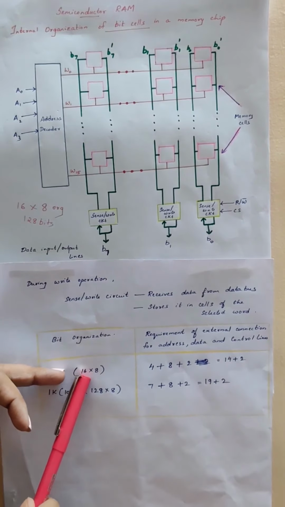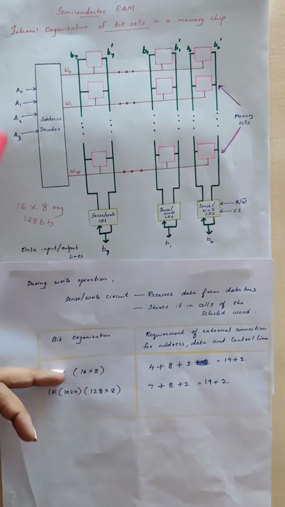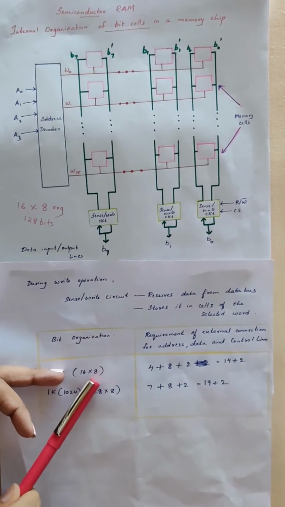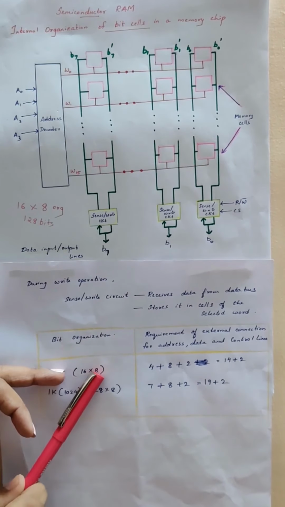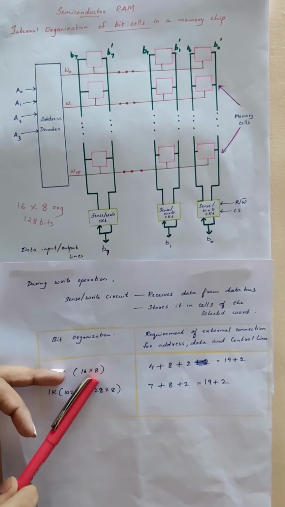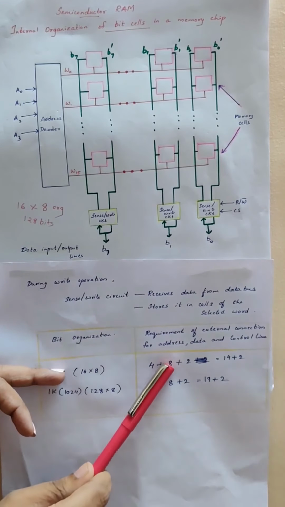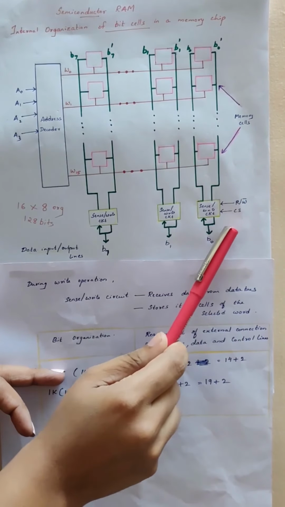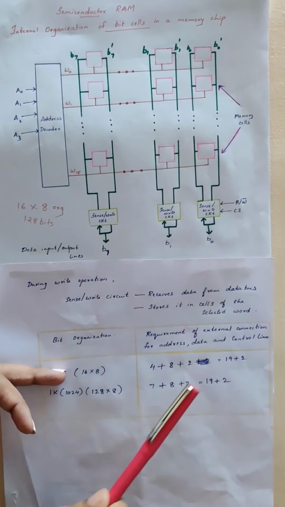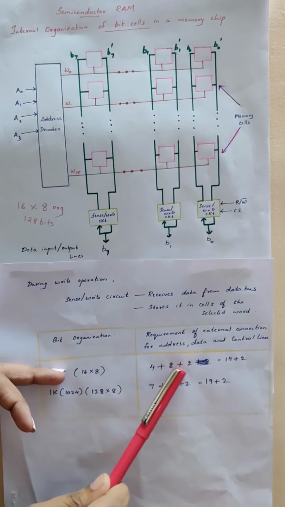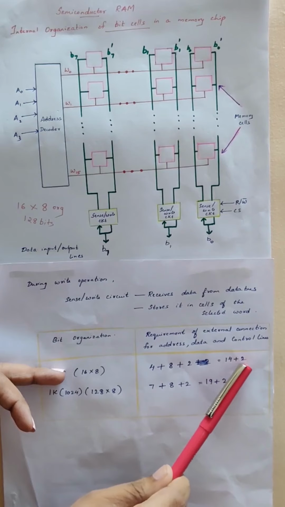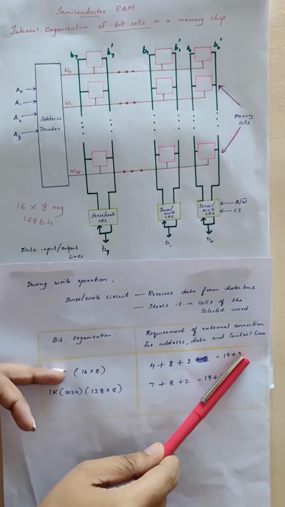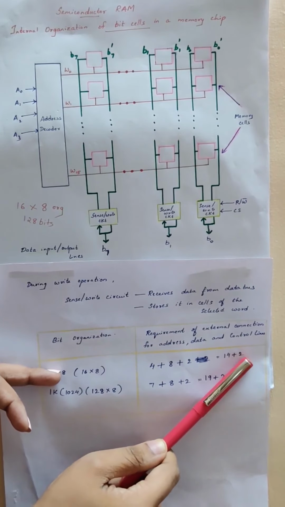So in order to denote 16, how many address lines do you require? 1, 2, 3, 4. So you require 4 address lines. Now here we have said each word line consists of 8-bit data. So how many data lines do you require? 8. Now you have 2 control signals, read/write and the chip select. So it is 2. So 4 plus 8 plus 2 will give you 14. Then additionally 2 more lines are required, that is for the positive supply and the ground.